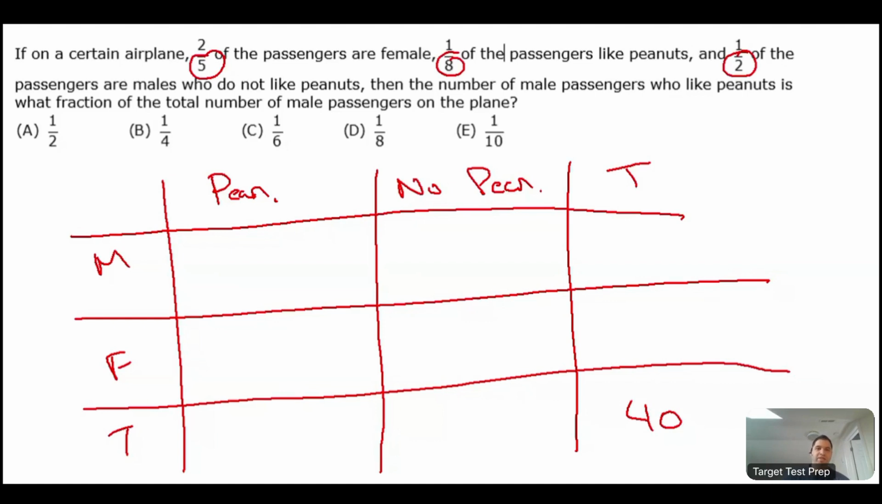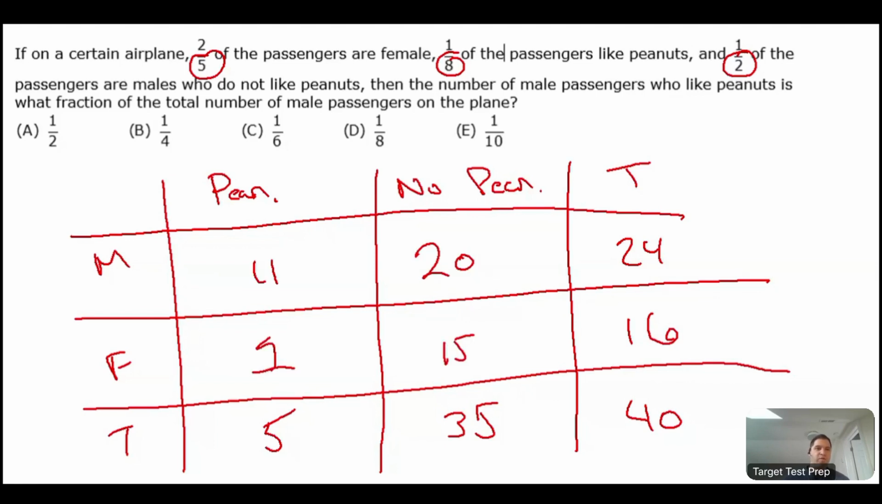So 2/5 of the passengers are female. That's going to be 16. That leaves us with 24 males. 1/8 like peanuts, so that's 5, 35 who don't. Half of the passengers are males who do not like peanuts. So males, no peanuts is 20, then you can just fill in the rest.